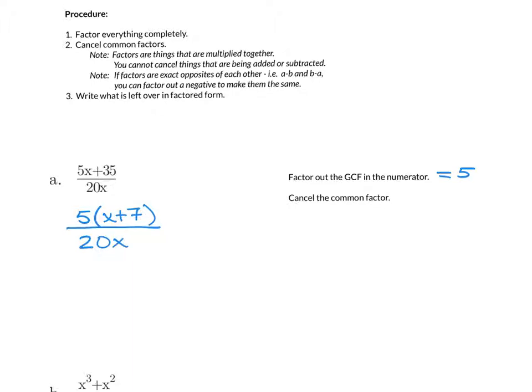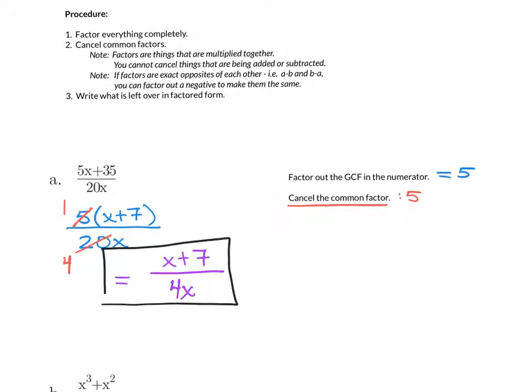From there, we want to cancel the common factor. Note that 5 and 20 are both divisible by 5. 5 divided by 5 is 1. 20 divided by 5 is 4. So now what do we have left over? In the numerator, we have x plus 7. In the denominator, we have 4x. This completes the problem.